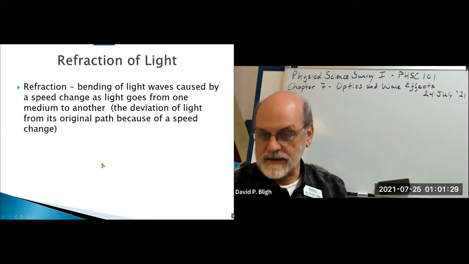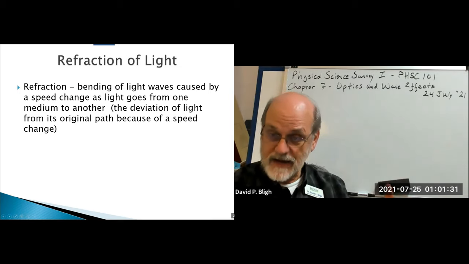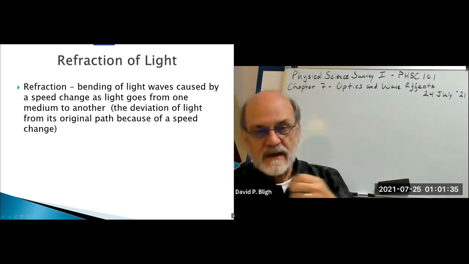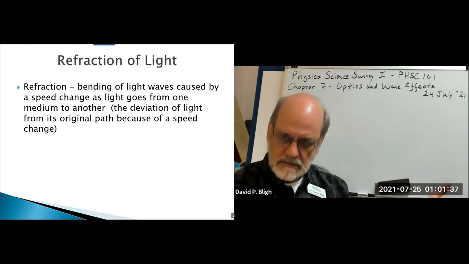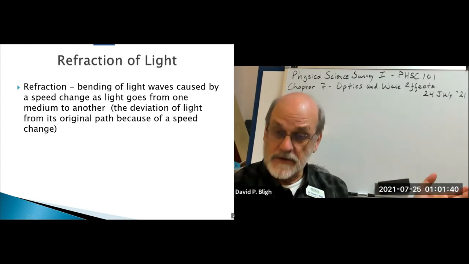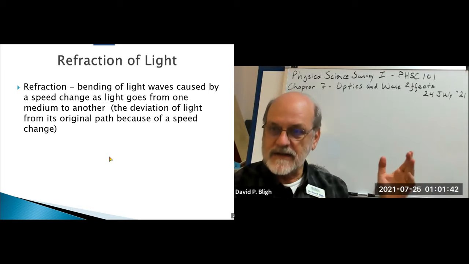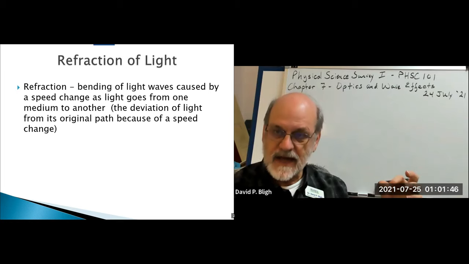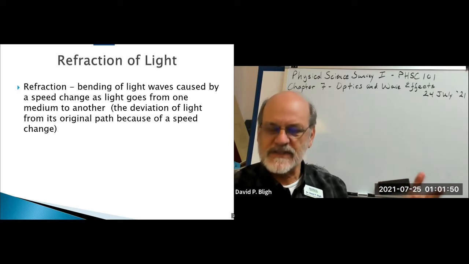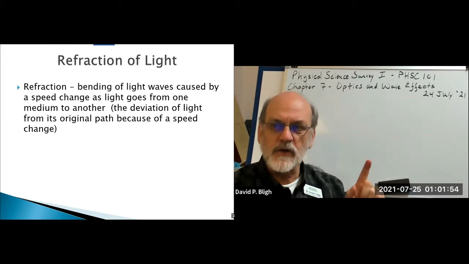Now, why does it do that? Well, it does that actually because its speed changes. Remember, I said, in chapter 6, I believe it was, that the speed of light in a vacuum is 2.9979 times 10 to the 8th meters per second, or rounded off, 3 times 10 to the 8th meters per second. That's in a vacuum, and very close to that in air.